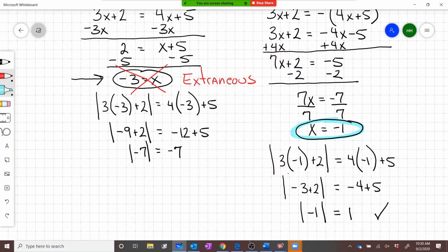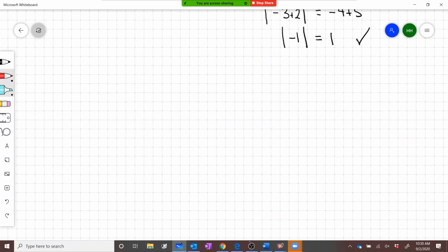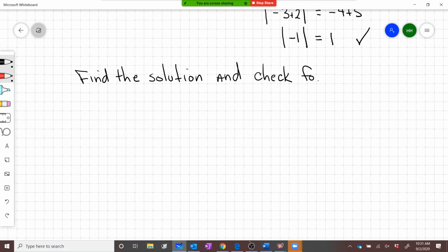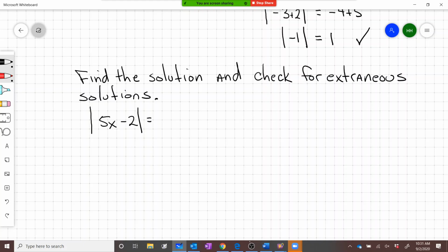All right, so we're going to do another one. And the question will look like: find the solution, or solve for x and check for extraneous solutions. And this time we've got the absolute value of 5x minus 2 equal to 7x plus 14.